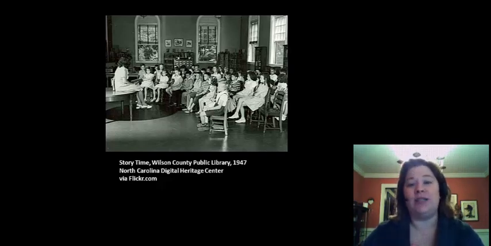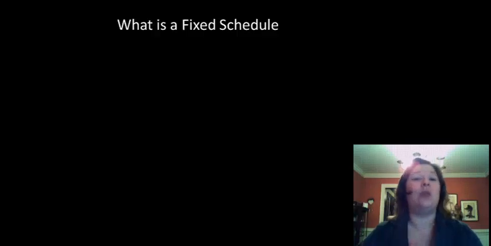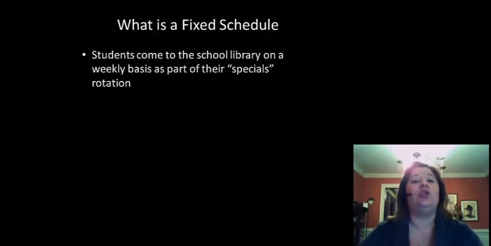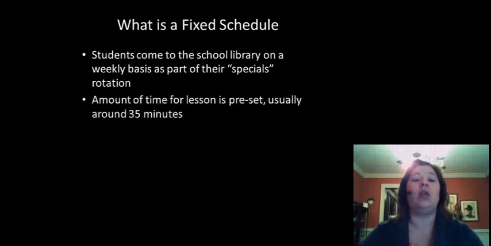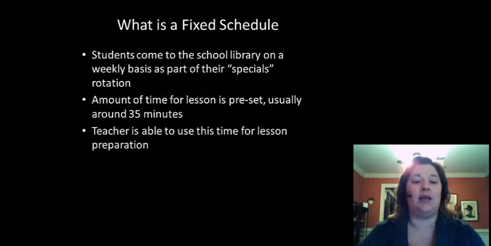Currently, we have a fixed scheduling in our elementary school for the library program. So what is a fixed schedule? Students come to the library on a weekly basis. In our case, it's part of their specials. So instead of gym or instead of art class, they come to the library. The amount of time for the lesson is preset. In our case, it's usually right around 35 minutes, sometimes a little bit more, sometimes a little bit less. And the teacher is able to use this time for lesson preparation or other types of planning. This is one of the primary reasons that a fixed schedule is used in an elementary school library.